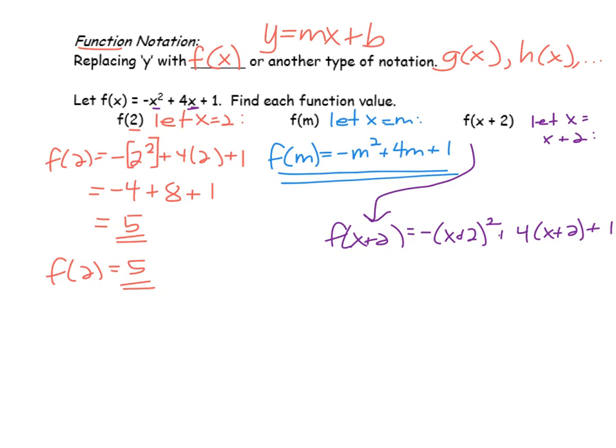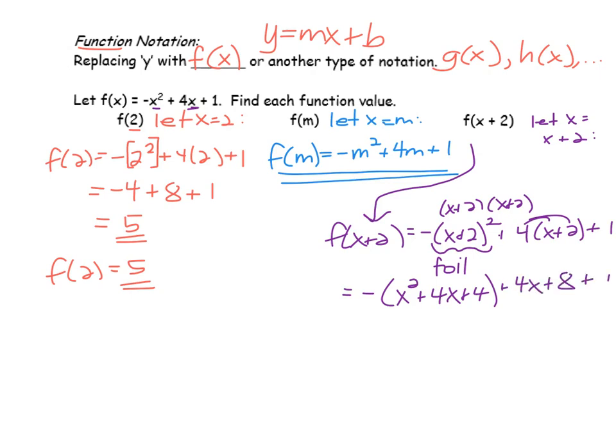Now, we've talked about this before. Anytime you have a parenthesis being squared, we have to FOIL that. And if you do, you get negative on the outside, x plus 2 times x plus 2 would be x squared plus 4x plus 4 when we're done. Distribute this 4 in, 4x plus 8, and then plus 1. Now, to eliminate the parentheses, we have to actually distribute that negative in. We'll make all three terms negative. Negative x squared minus 4x minus 4. And then we have the plus 4x, and then 8 and 1 is 9.